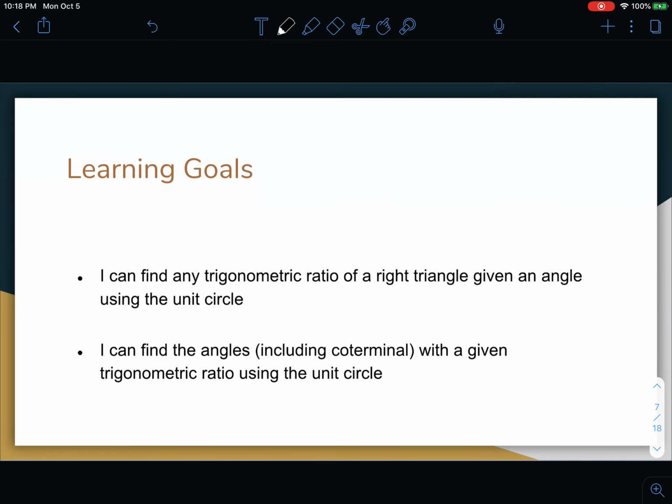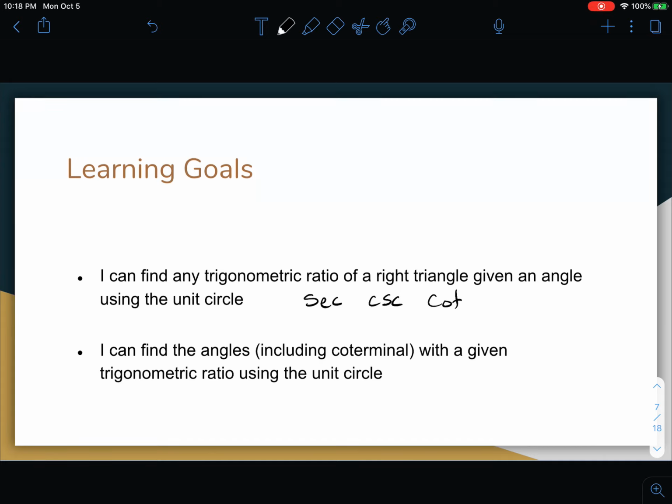Okay, so our learning goals today are similar to what we did in the last lesson. We're still going to find trig ratios of a right triangle given an angle and using the unit circle. Today we're going to be focusing on secant, cosecant, and cotangent, and using those three functions. We're also going to find the angles, including coterminal angles, with a given trig ratio using the unit circle.